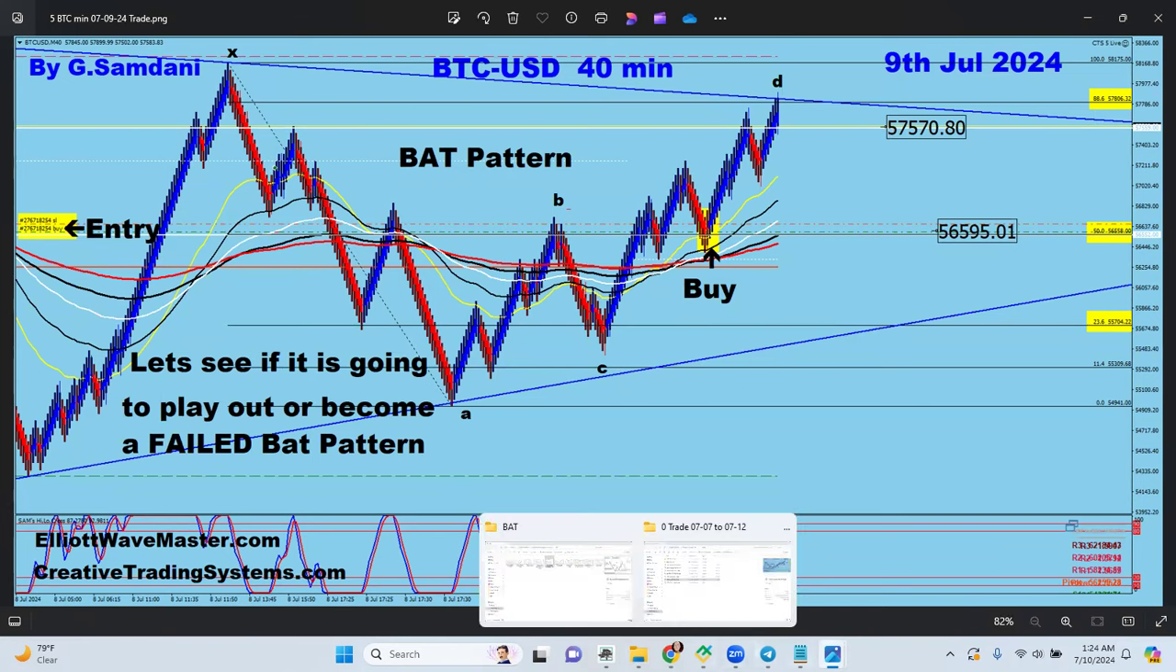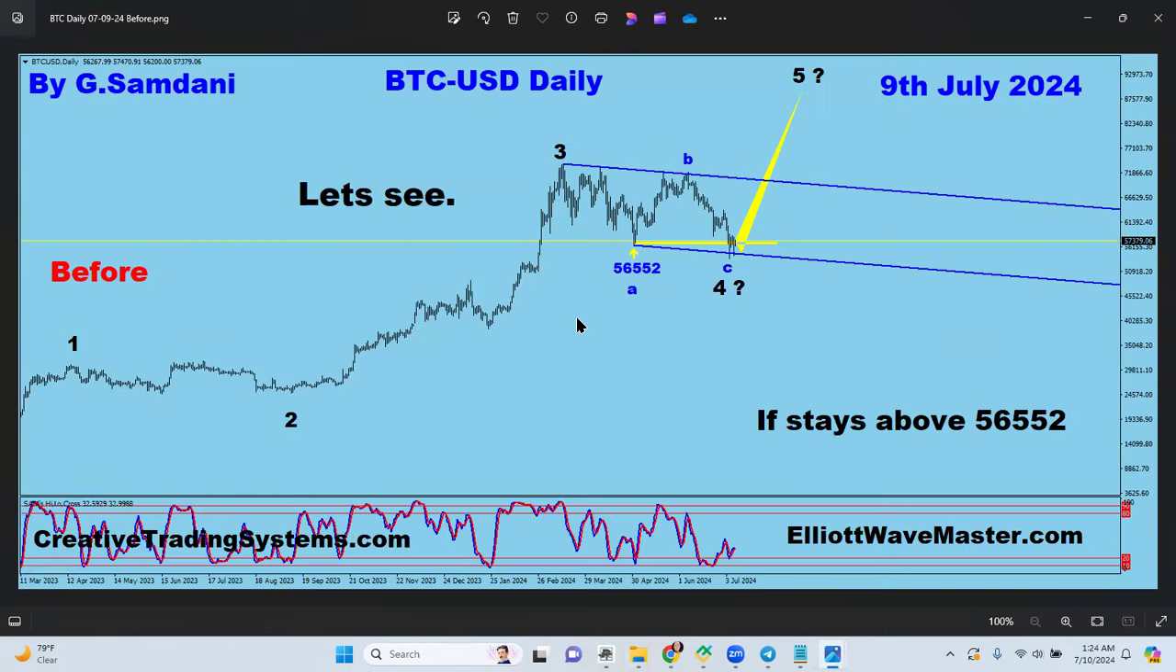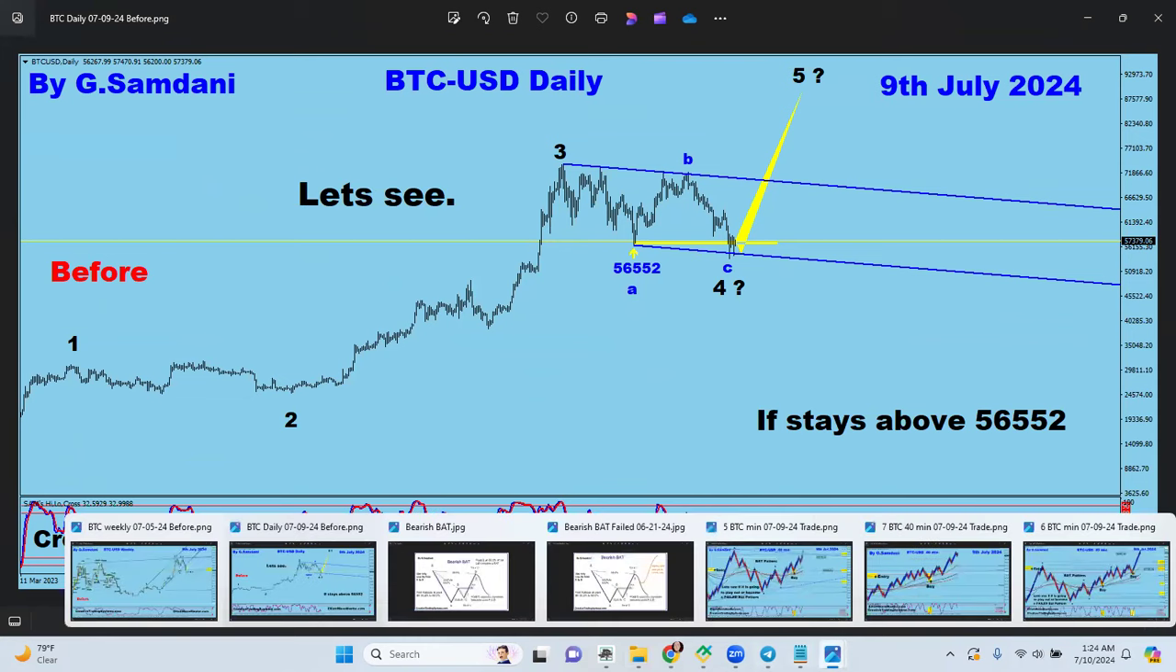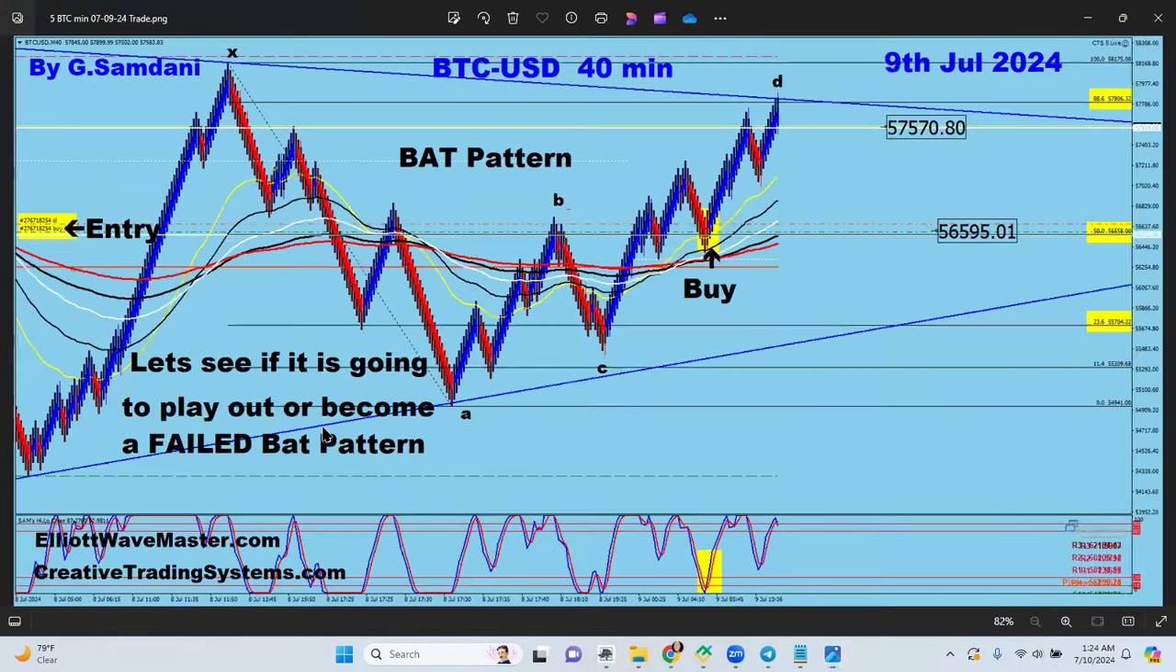Because I already knew that they're supposed to go to the upside. Even if it's a bearish pattern, it's not going to play out, because bearish means it's going to drop. But my daily chart is saying that no, we need to go to the upside. So there's a very good chance of this becoming a failed bat pattern. That bearish bat is in place, right? It's supposed to drop a little bit, but there's a very good chance that it drops a little and then continues to the upside, because my weekly and daily charts are all bullish and pointing towards the upside.